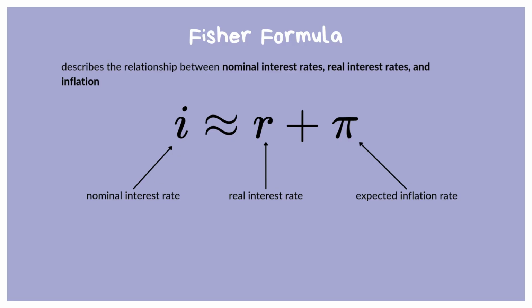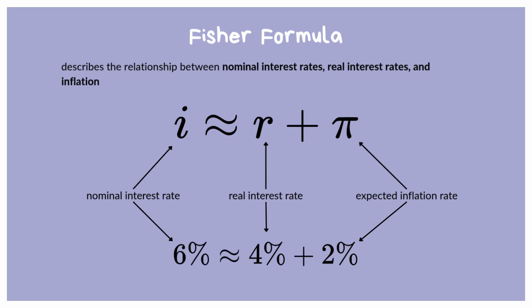Suppose a bank wants their loans to be returned with a real interest rate of 4%, and they expect the inflation rate to be 2%. This bank will then charge a nominal interest rate of 6% to its customers.